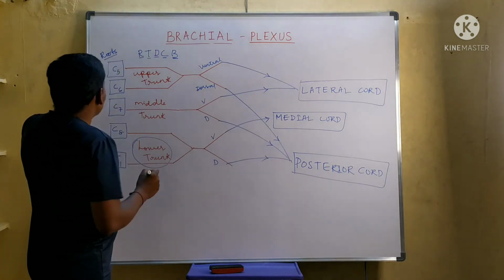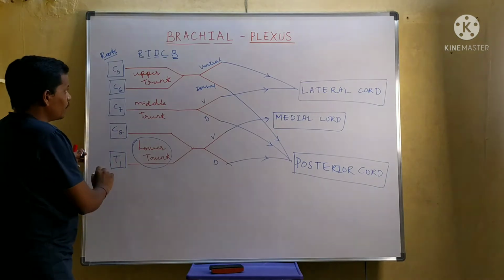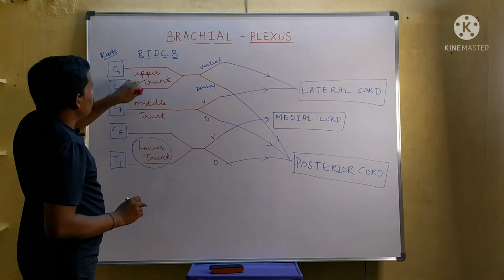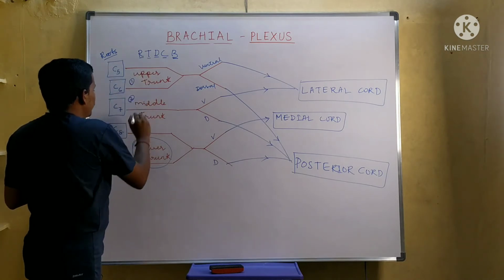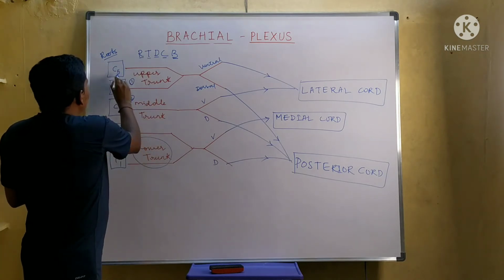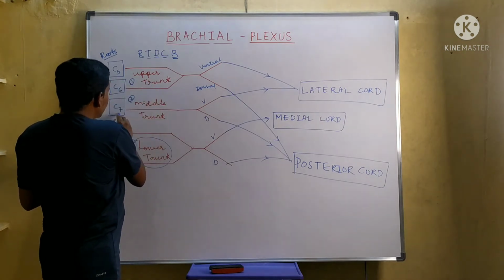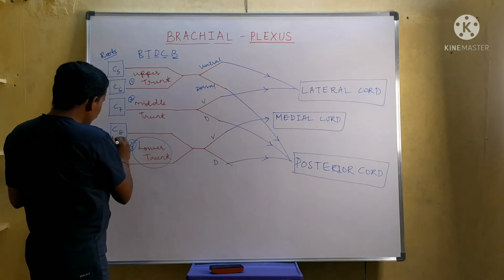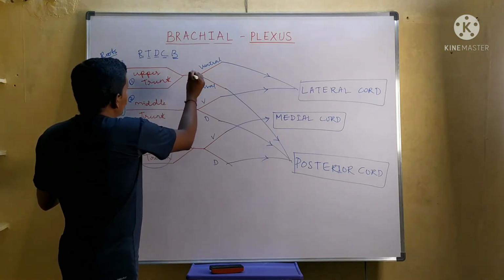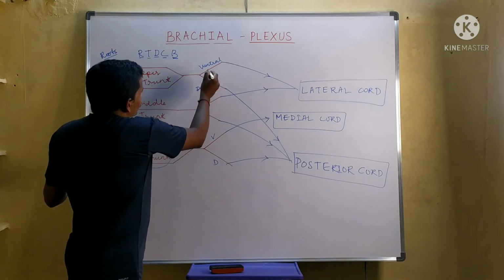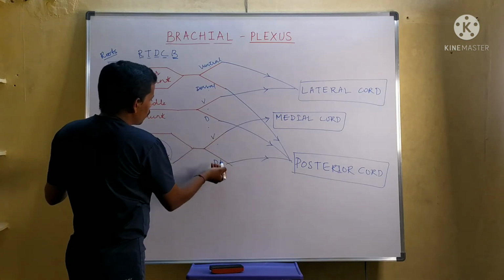First, I'll revise, guys. These are the roots C5, C6, C7, C8, T1, and these roots are divided into trunks. How many trunks? Three trunks. C5, C6 roots join to form the upper trunk, and C7 alone forms the middle trunk. C8, T1 forms the lower trunk. Now each trunk divides into two divisions, that is ventral division and dorsal division.